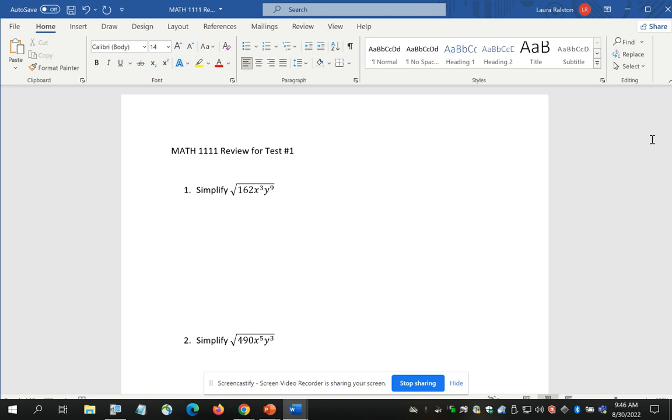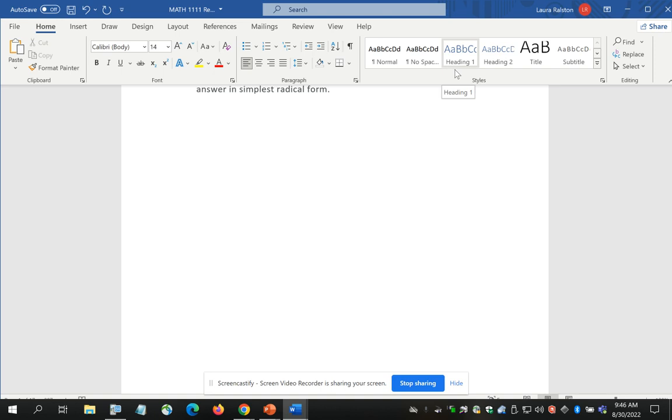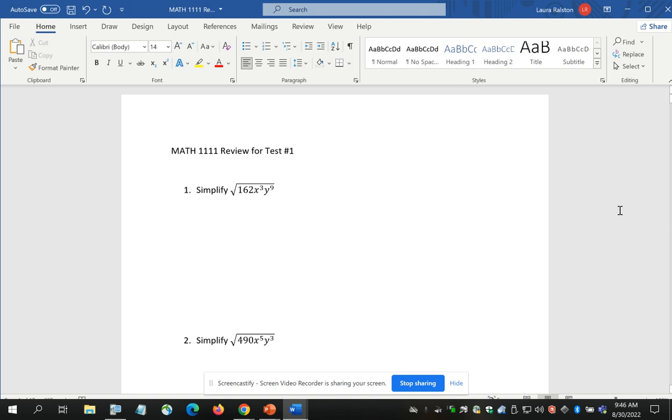Now there are a variety of ways you can go about simplifying the radical. What you have to remember is that when you're simplifying a square root, you have to ensure that there are no perfect squares under the radical, and that if it is a fraction, that there's no radicals in the denominator. So those are the two primary things you have to be sure of.